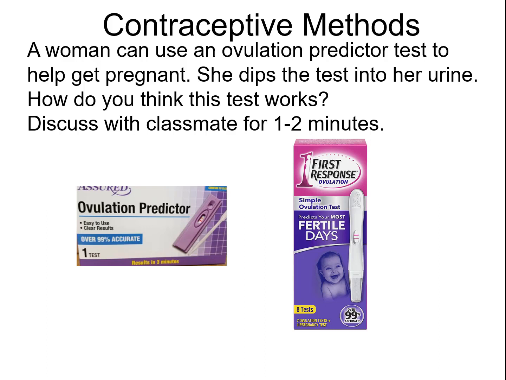So first, let's talk about if a woman wants to get pregnant. She can use something called an ovulation predictor test. So here we have, for example, a test to predict your most fertile days. So this ovulation predictor test can help get the woman pregnant. And how it works is it's literally this stick, and you dip it into your urine, and it's going to try and detect a hormone. So based on what you know about the female cycle, how do you think this test works, or what hormone is it looking for?